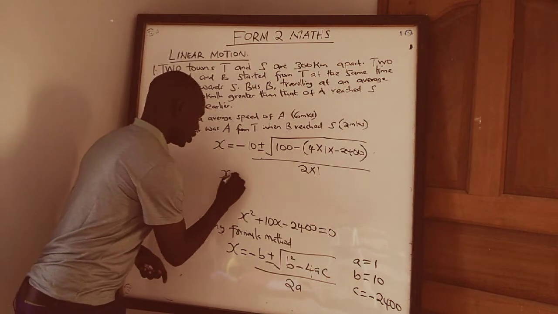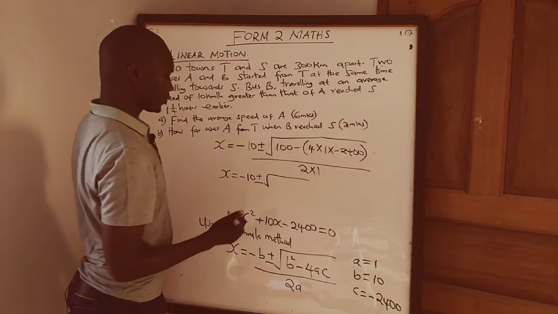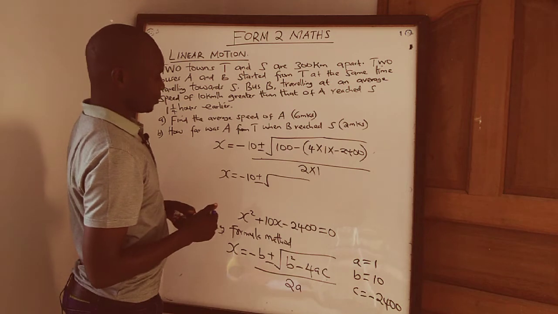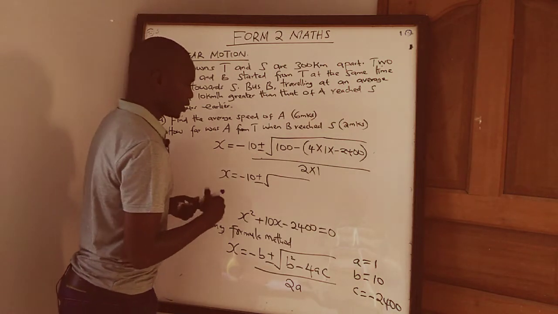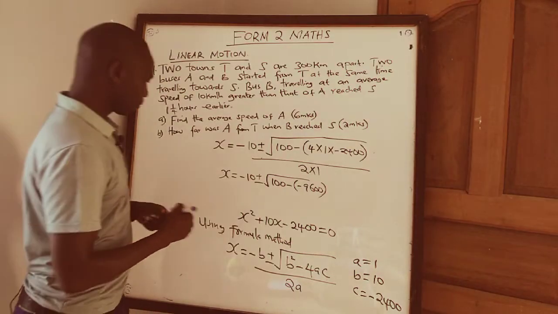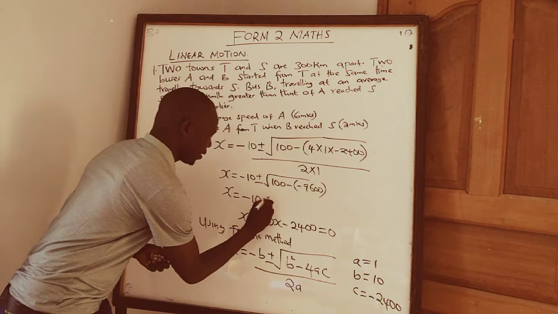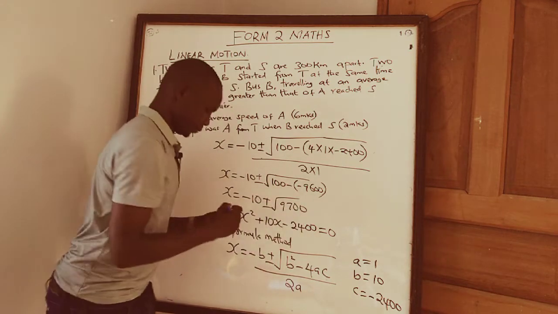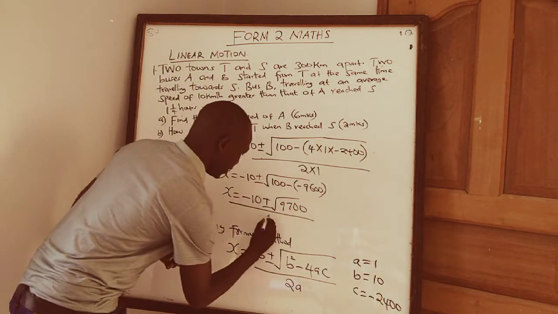Moving forward, our x is going to be equal to minus 10 plus or minus the square root of 100 minus 4 times 1, which is 4 times minus 24, which will give us minus 96. Then minus and minus will give us a plus. Therefore, our x is equal to minus 10 plus or minus the square root of 100 plus 96, which will give us positive 196. Everything here divided by 2.